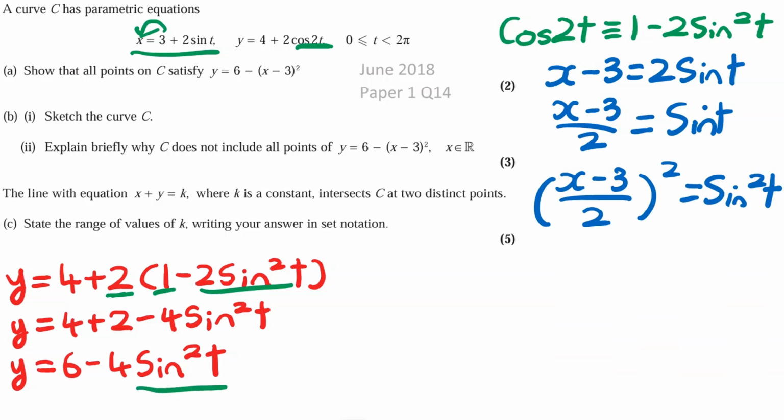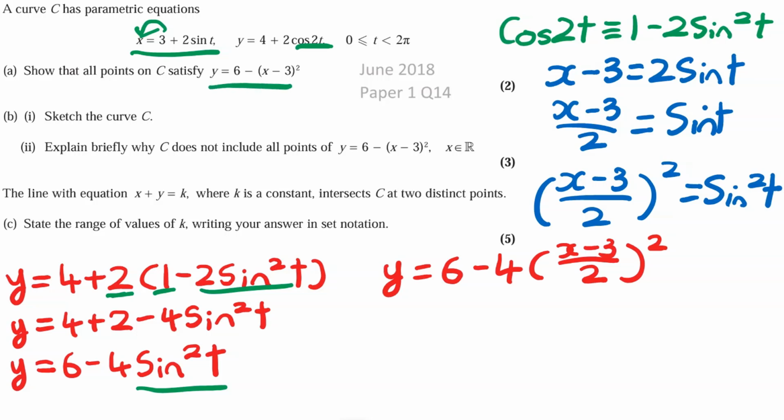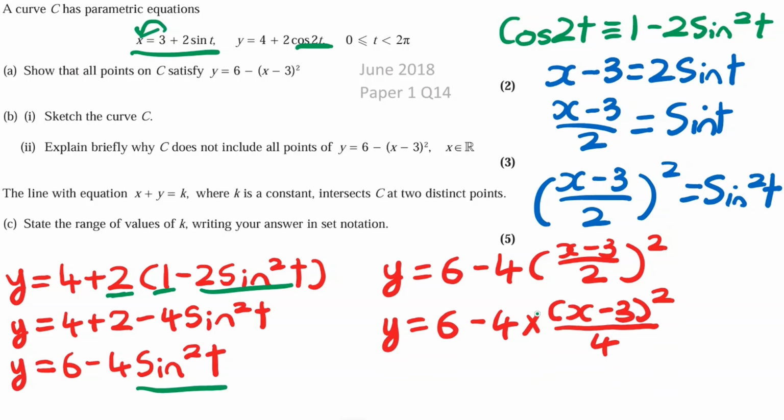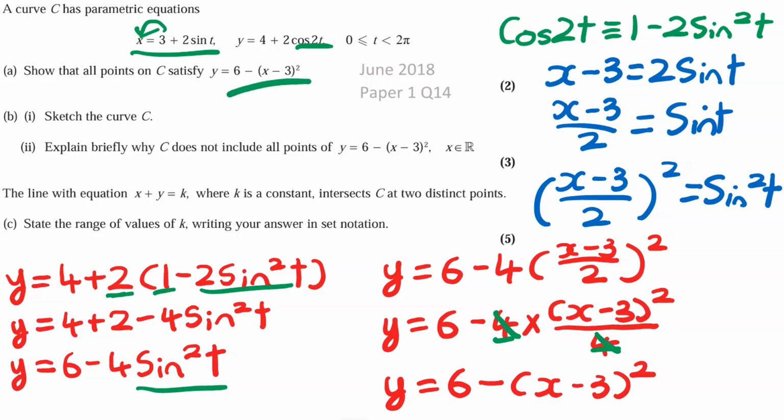So if we sub this in here, we get that y is equal to 6 minus 4, and then instead of this sin squared t, we have this x minus 3 over 2 to the power of 2. Now we need to write it in this format here. The way that we're going to do this is we have this power of 2 and we have this 2 in the denominator. 2 squared is 4, so we can write it as this here with this x minus 3 being squared here, and then we've already squared the denominator to 4, and then 4 times 4, these will cancel out, the denominator will cancel out to leave us with y is equal to 6 minus x minus 3 to the power of 2, which is what's required.